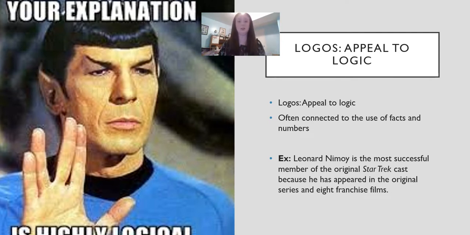And so in order to establish our argument, we're relying on logos to say, hey, he's the most successful because, and we're pulling from facts, we are pulling quantifiable data to say that he appeared in the original series and 8 franchise films. And so you can see how we are using statistics, how we're using numbers to really solidify our argument there and to make it more logically acceptable for our audience.